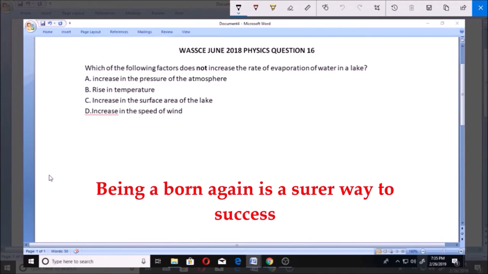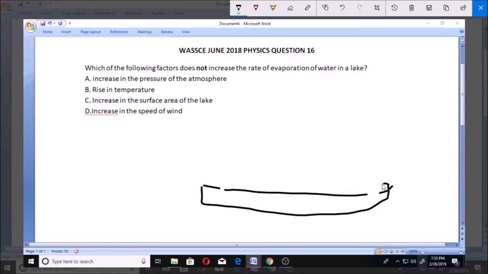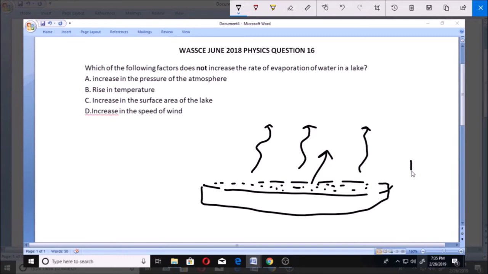Now, for us to have a very good understanding of these, we have a lake. And this lake has water, as we all know. Now, there is evaporation from this lake. What are the things that will make there to be more water moving from the surface of this lake into the atmosphere? Number one, we know that temperature does that. If you increase the temperature of the water here, they are going to turn into vapor and they will start moving up. So temperature is very, very important.